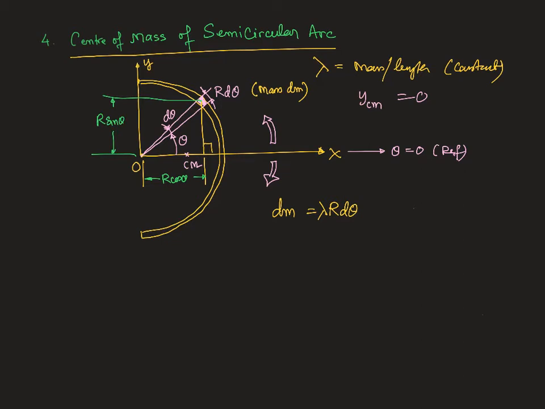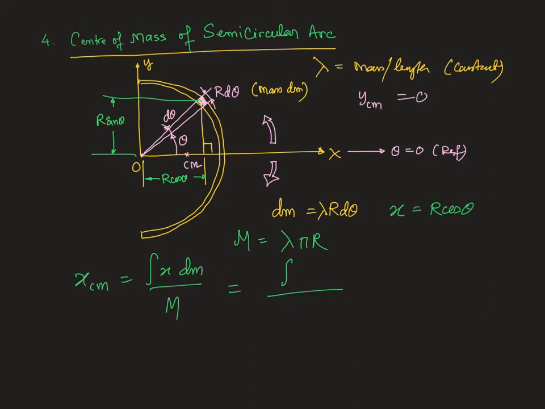So for this dm, the x coordinate is equal to r cos theta, and the total mass is equal to lambda multiplied by pi r. So xcm is equal to integration of x dm divided by m. So integration of r cos theta times dm, meaning lambda r d theta, divided by lambda pi r. The limits of theta will be from minus pi by 2 to plus pi by 2.